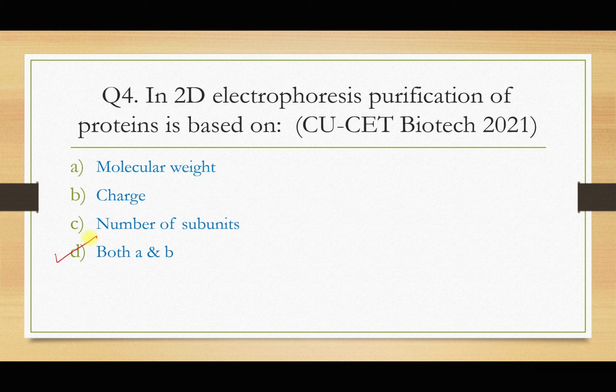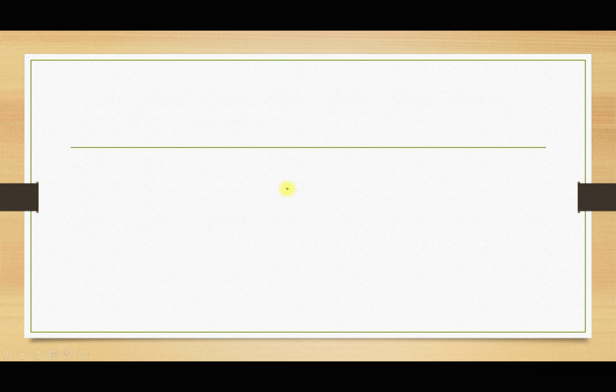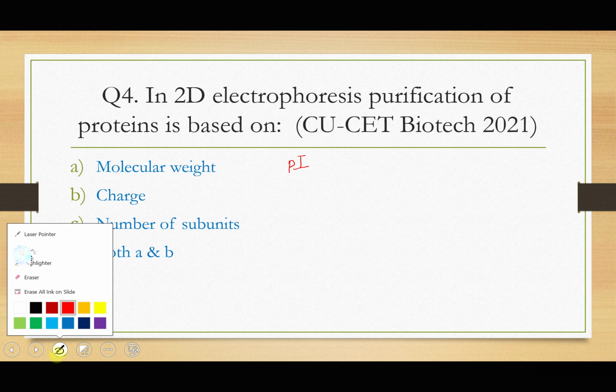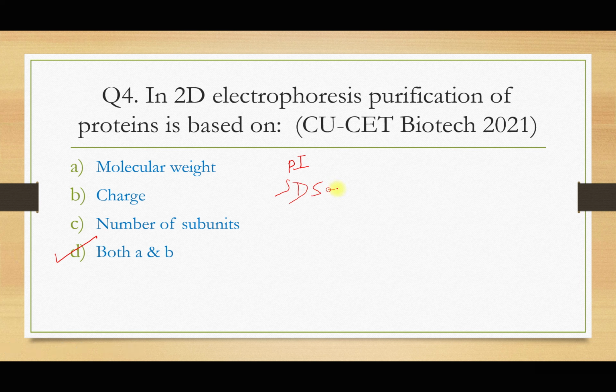Now let's see how this is correct. In 2D electrophoresis, there are two steps of separation. The first step is based on the isoelectric point, that means it is isoelectric focusing, and the second step is based on the size. So that step is the step of the SDS PAGE. So first step is on the basis of the isoelectric point, that is the pH, and the second is on the basis of the size.